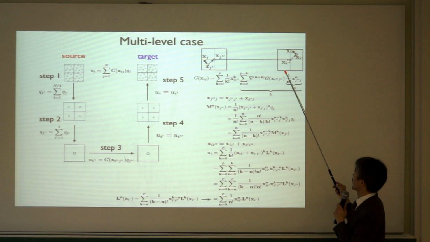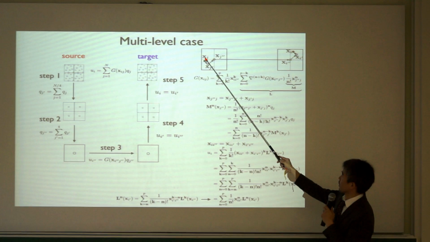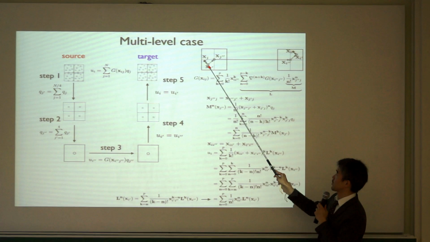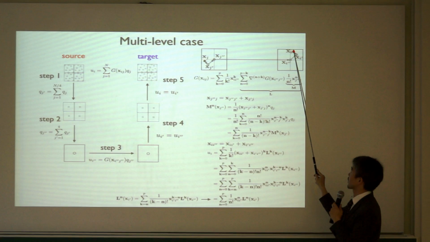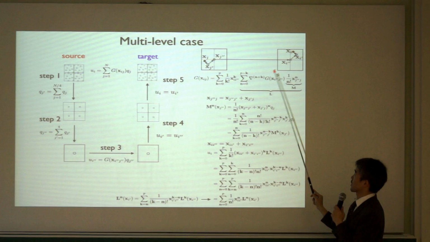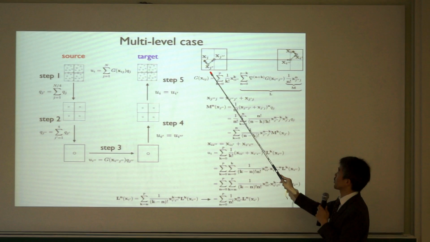We originally had three vectors that go from xj to xj prime to xi prime to xi. Now we have five vectors that go from j, j prime, j double prime, and then to i double prime, and then xi prime, and then xi. You can think of the double primes as the previous i prime and j prime, which were at the center of the big box. But now we introduce this intermediate smaller one.